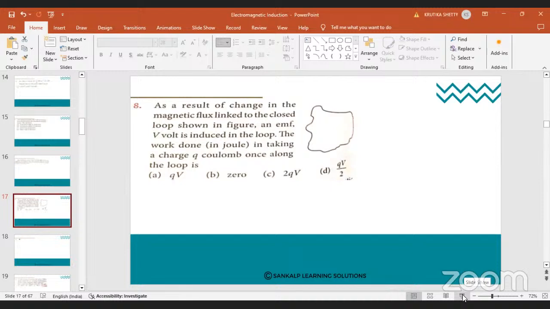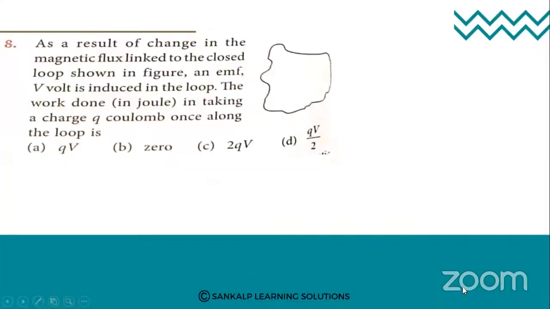The work done in taking charge Q coulomb once along the loop is, here you need to see what is the value of the work done. So the work done in taking a charge Q coulomb once along the loop is, what is the value of the work done? Yes, very simple question, direct question it is.